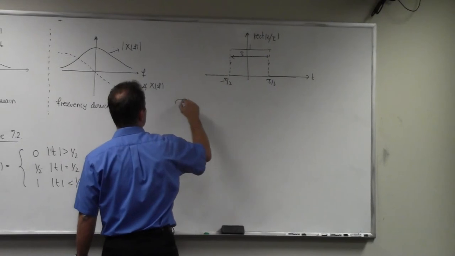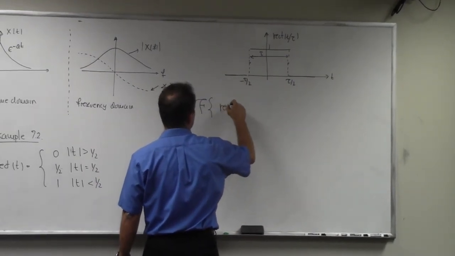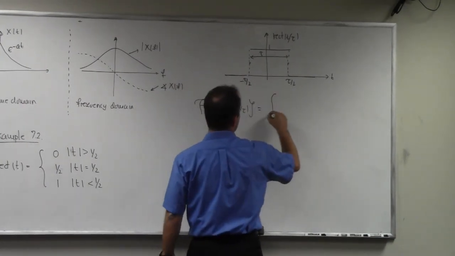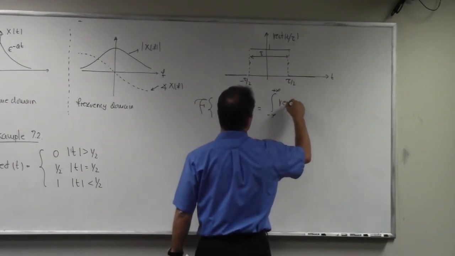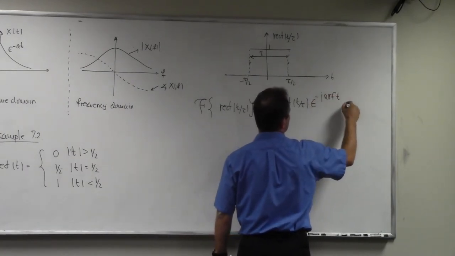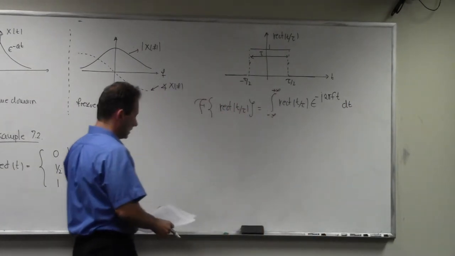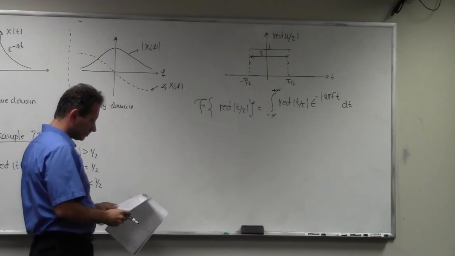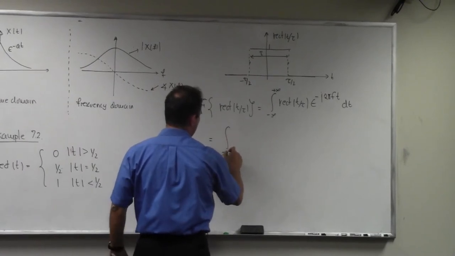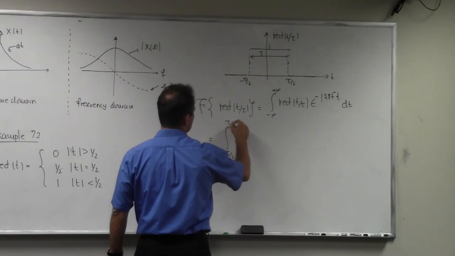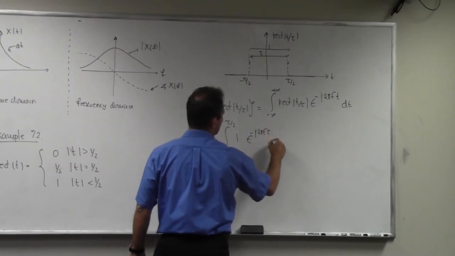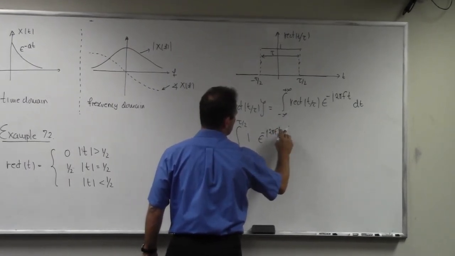The Fourier transform of this one, of rect of t over tau, is by definition the integral from minus infinity to plus infinity of rect of t over tau times e to the minus j 2 pi f t dt. And this can be easily evaluated. This is equal to the integral from minus tau over 2 to tau over 2 of 1 times e to the minus j 2 pi f t dt.